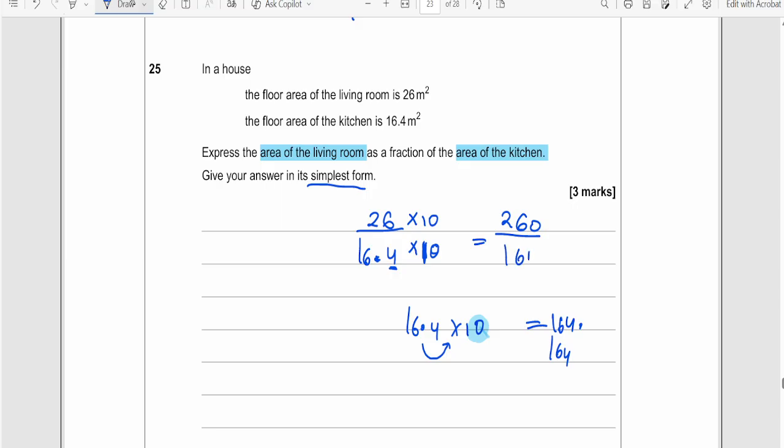Okay. Now if you see, they both are even numbers. If you check, the last digit is even. So that means these numbers are even, so we can divide them, right? 260 with 164. So if we divide numerator with 4 and denominator with 4, can you try divide 260 with 4 and tell me the answer?